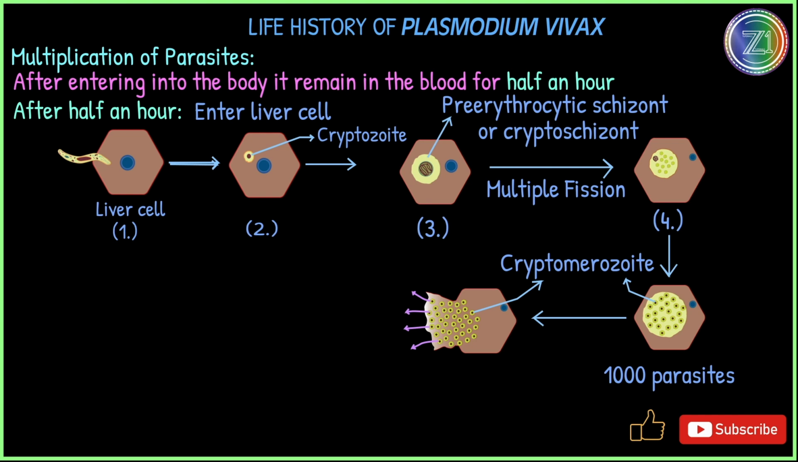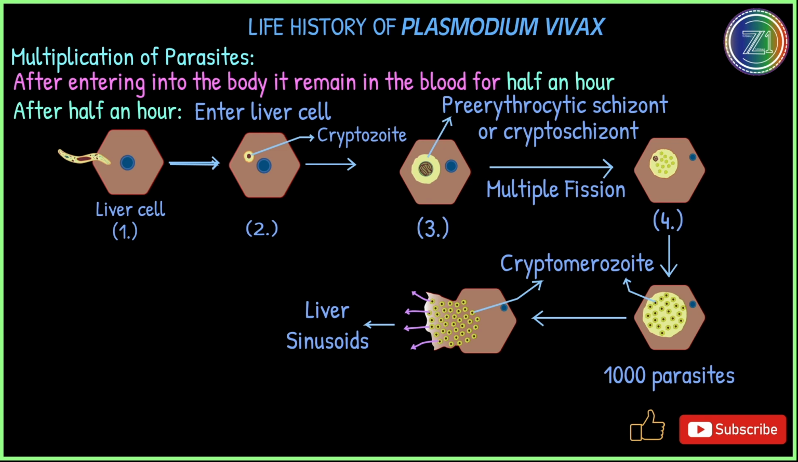The nucleus is still there. These cryptomerozoites enter into the liver sinusoids. And what are these sinusoids basically?